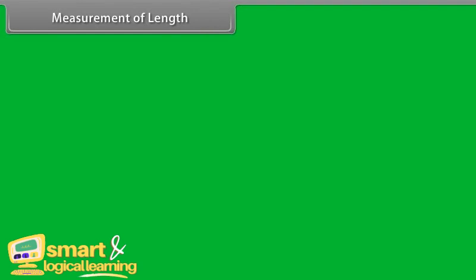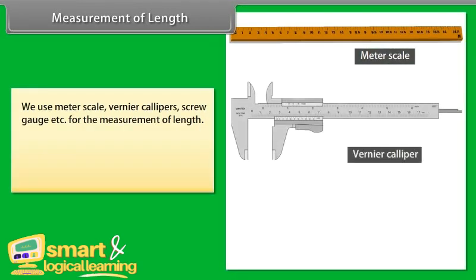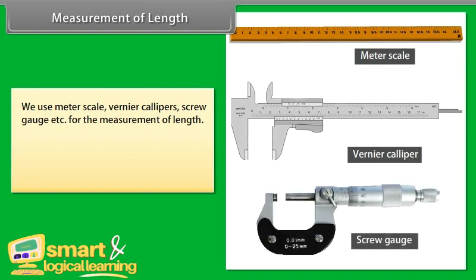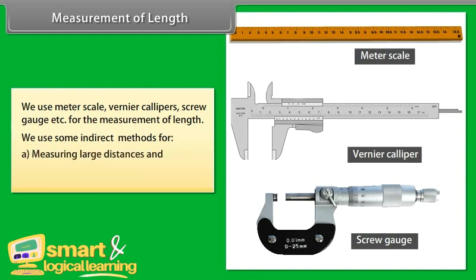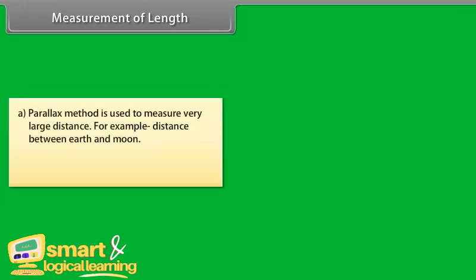Measurement of length. As you know, we use meter scale, vernier calipers, screw gauge, etc. for the measurement of length. We use some indirect methods for A. measuring large distances and B. measuring very small distances. A. Parallax method is used to measure very large distances, for example, the distance between Earth and Moon.